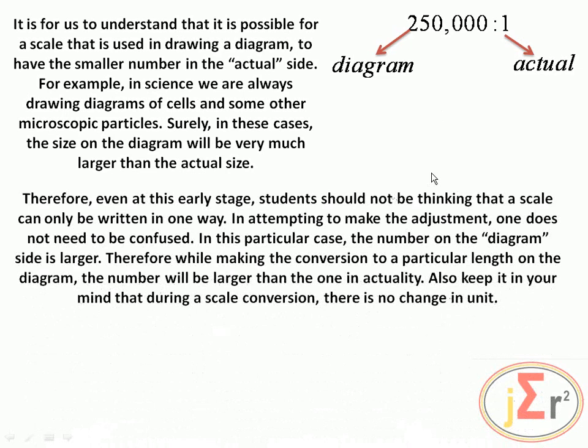Therefore, even at this early stage, students should not be thinking that a scale can only be written in one way. In attempting to make the adjustment, one does not need to be confused. In this particular case, the number on the diagram side is larger. Therefore, while making the conversion to a particular length on the diagram, the number will be larger than the one in actuality.